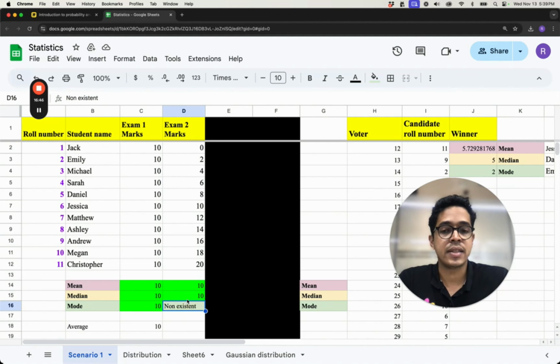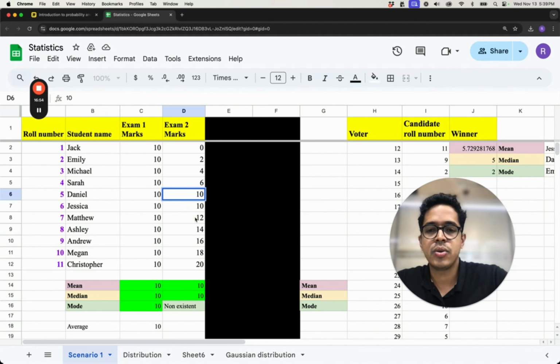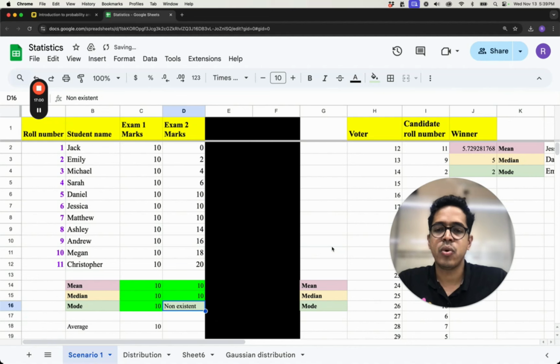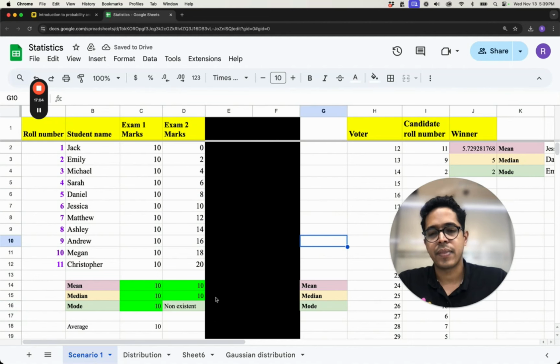Mode does not exist because for mode to exist, there has to be some repeating value. So if two students had scored the same score, let's say this student and this student had scored 10, then we can say that mode is 10. But that is not the case here, which means mode is non-existent. But mean and median are the same. Now the question is, if we have a distribution like this, which one might be more useful?